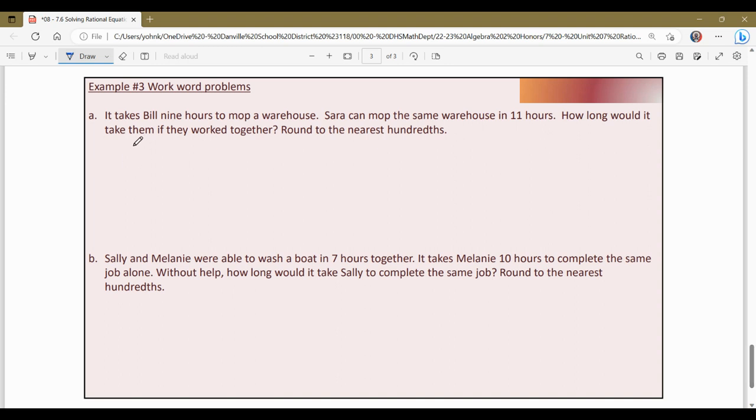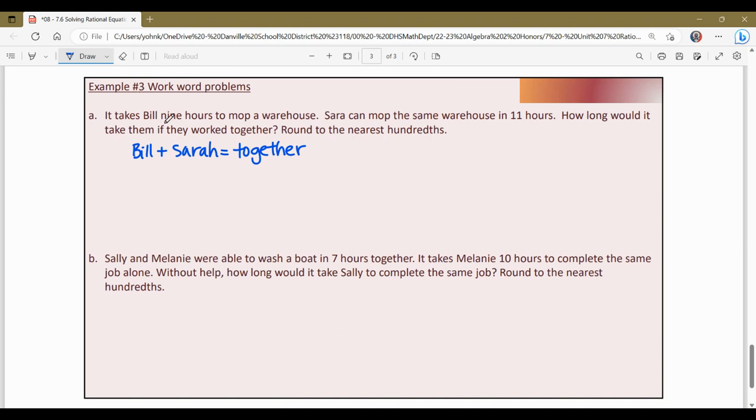Okay, so if Bill and Sarah work together, then they can say something like this. Bill plus Sarah. So the time it takes Bill plus the time it takes Sarah would be the time it takes them to work together. Now, Bill doing it in 9 hours is a completely different scale than Sarah doing it in 11 hours. We can't really compare them. So what we're going to do is compare how much they get done of the job in 1 hour. So we can compare how much Bill gets done in 1 hour to how much Sarah gets done in 1 hour, and then we can use that to compare together.